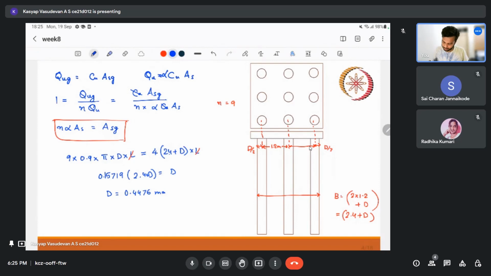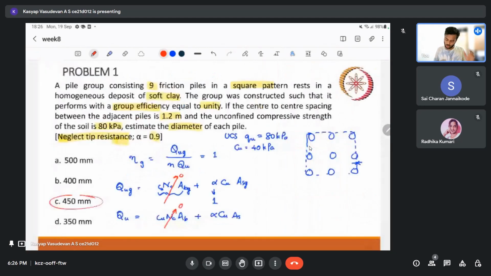So we can conclude the answer, since we are getting a number like this. Okay, this is not mm, this is in meter. So in mm we can write 447.6 mm. While constructing, we can round it to 450 mm. That is the answer we require. So we have one of the options, 450 mm. That is the way to do it.